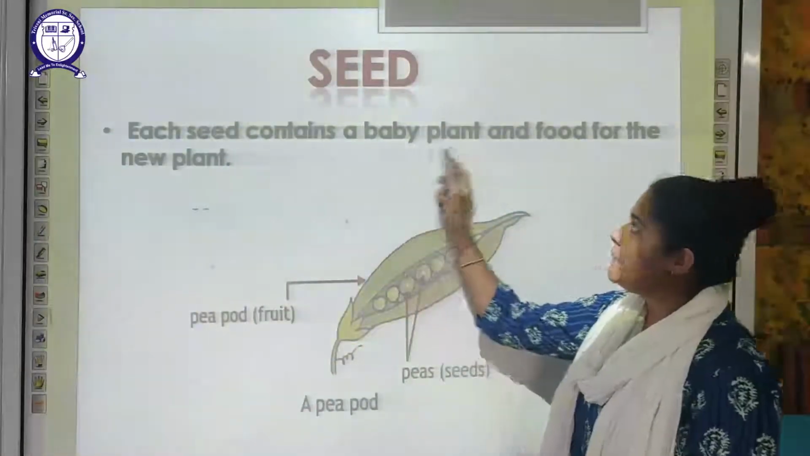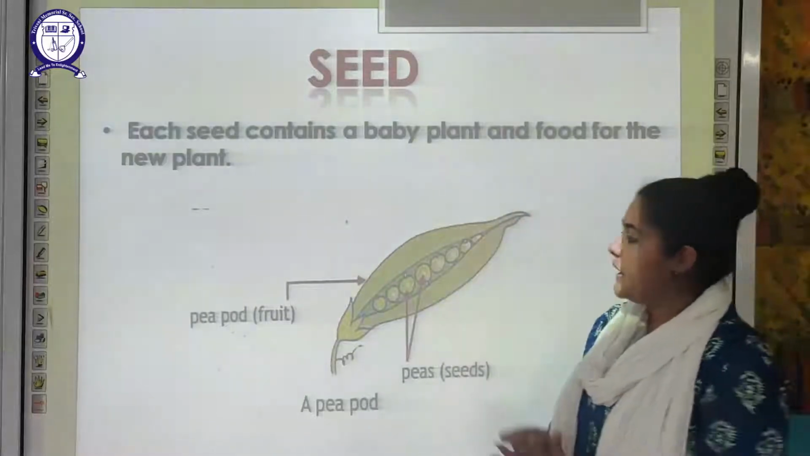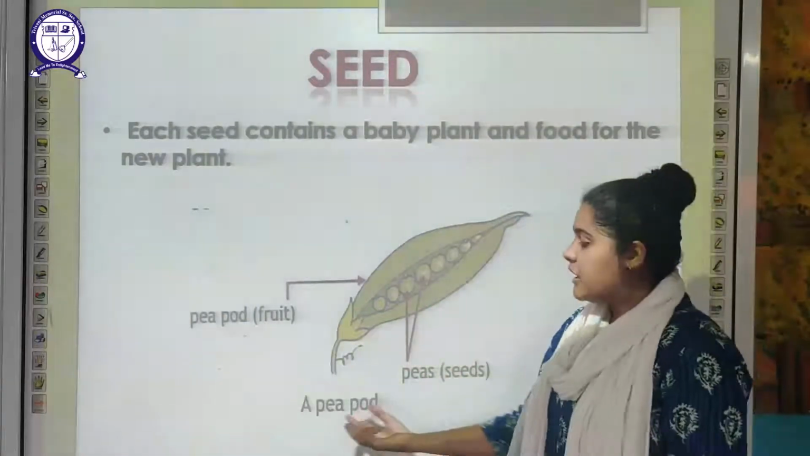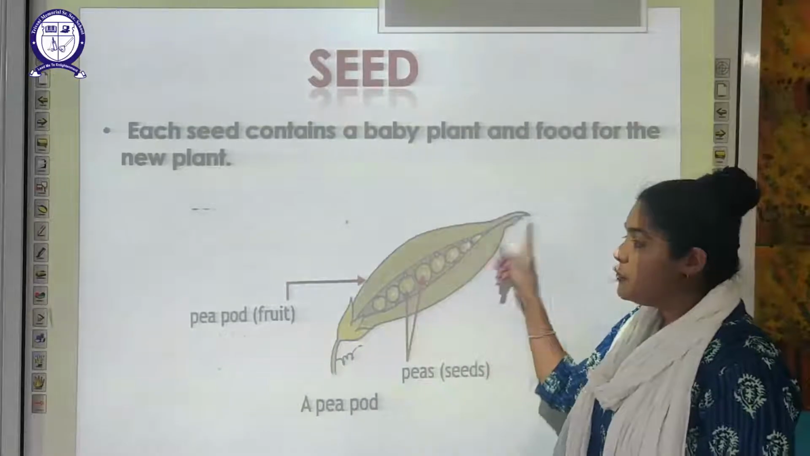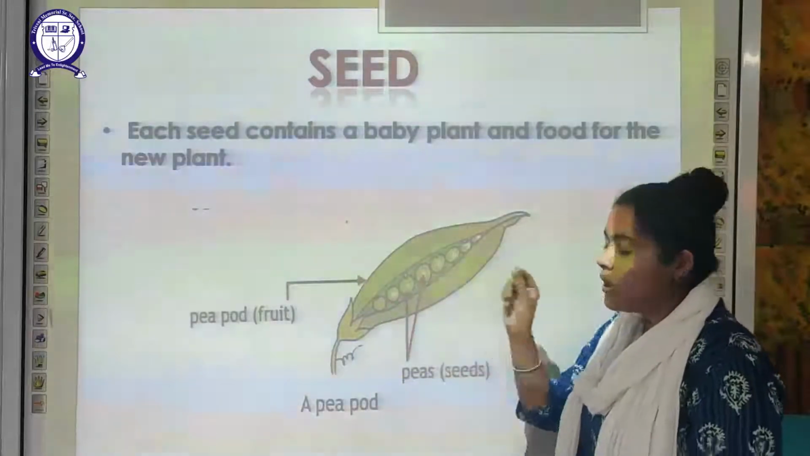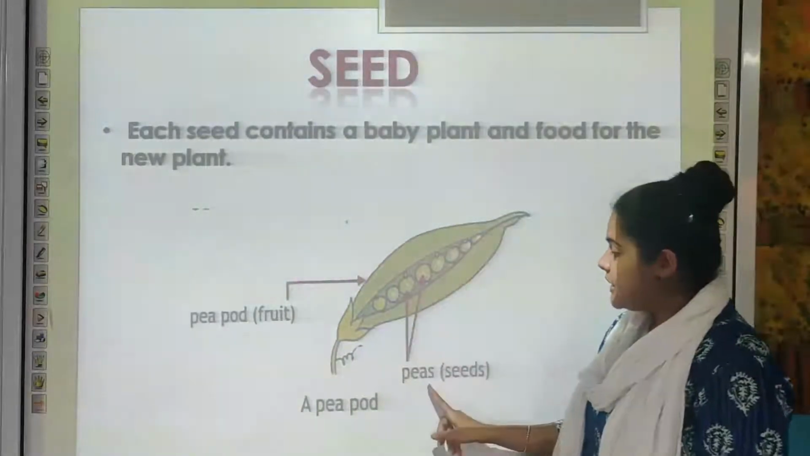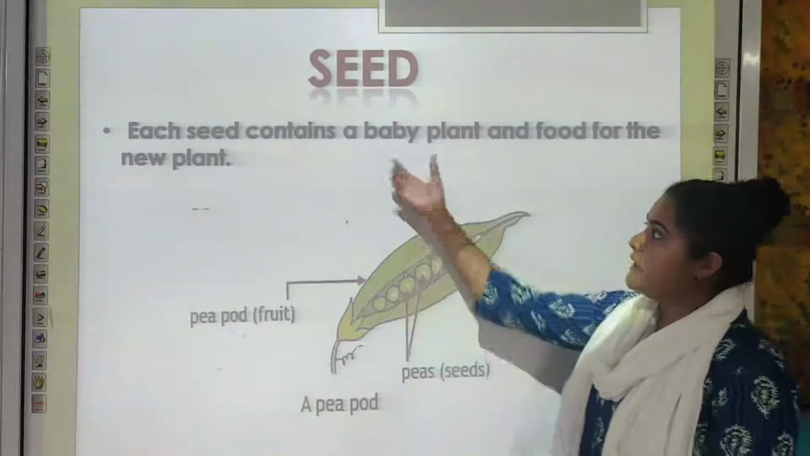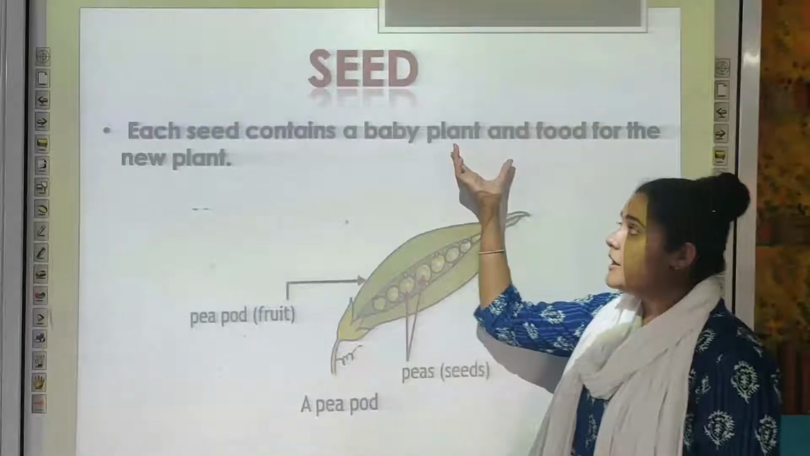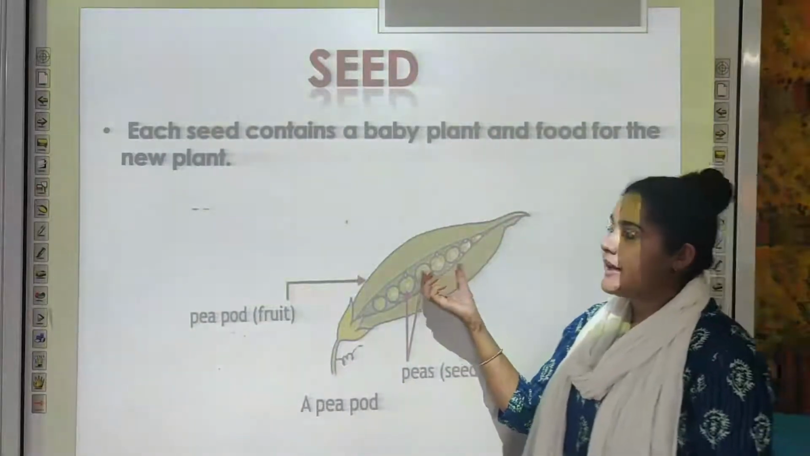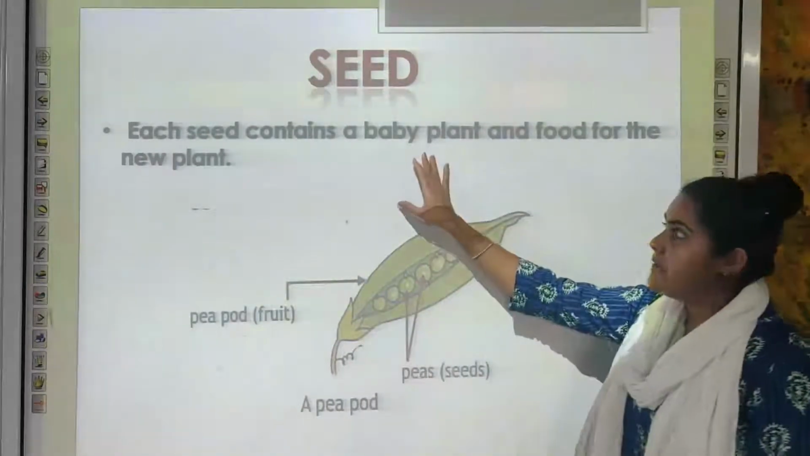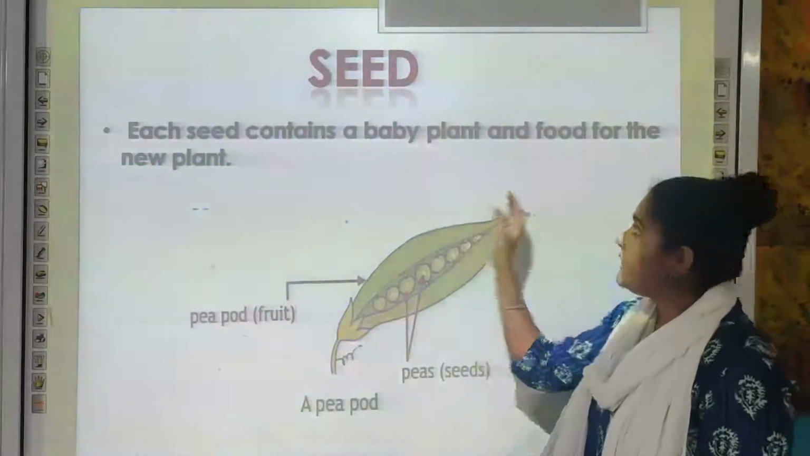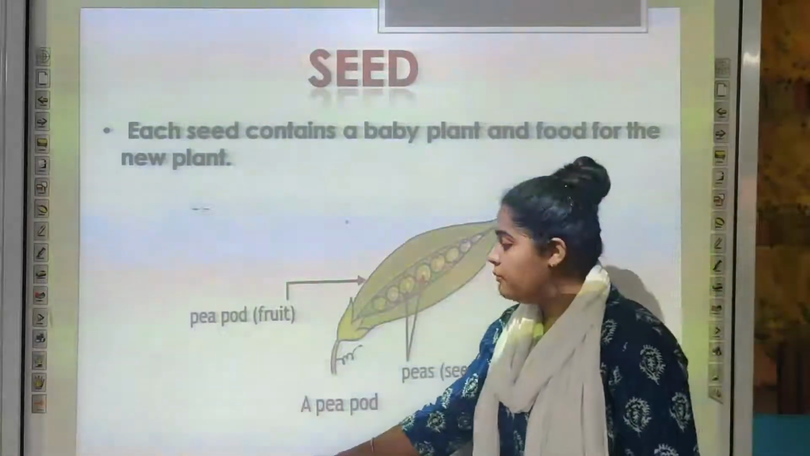Each seed contains a baby plant and the food for the new plant. As you can see here, this is a flower, this is a pea pod, this is the fruit of the pea plant, and it contains small green beans. These are nothing but the peas. Okay, these are the seeds. Inside these seeds there is a young baby plant, and if you sow these seeds in the ground, it will develop into a complete new pea plant. Okay, and it stores the food for the new plant.